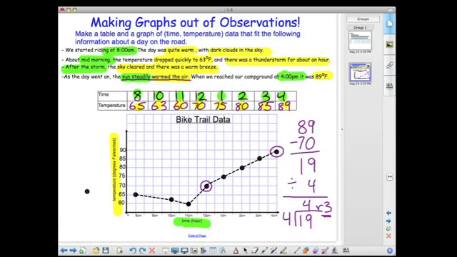Okay, so this was a little lesson on how to make graphs out of textual observations instead of just data tables. And the work that we'll be doing on Tuesday in class will have a lot to do with this. So make sure your notes are complete, and I will see you next week.